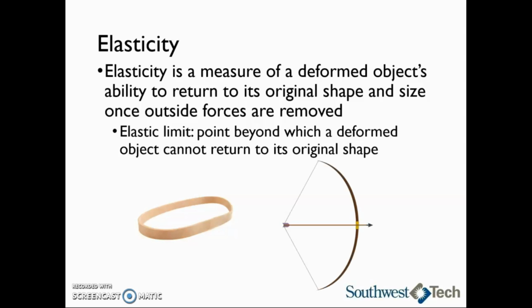The bowstring on a bow is also quite elastic, and it is typically much more difficult to reach the bowstring's elastic limit than a rubber band. This concludes our discussion on the 7 properties of solids.